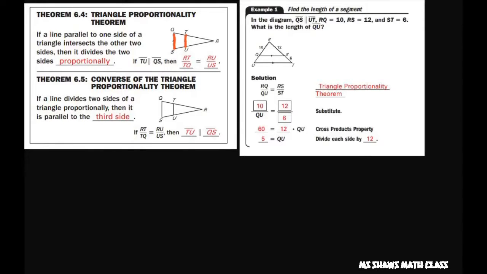All right. So if they're parallel, then you can write your proportion as RT is to RQ as RU is to US. And the converse happens as well. So it says if RT is to TU as RU is to US, then these two lines here are parallel.